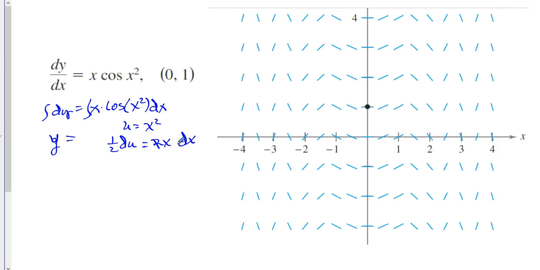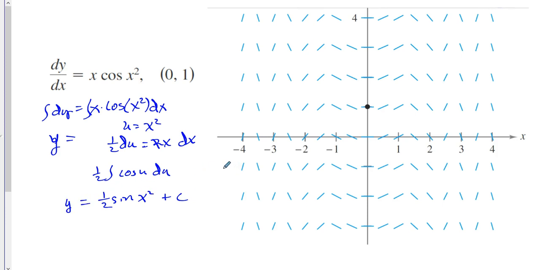I have 1/2 du is equal to x dx, and this just became the integral of 1/2 cos of u du. Alright, so the integral of cosine is sine, and I have 1/2 sine, and I can back substitute for what u is equal to, which is x squared. And then, of course, I have my plus c. Okay, so I have all this going on. This is y in terms of x almost.